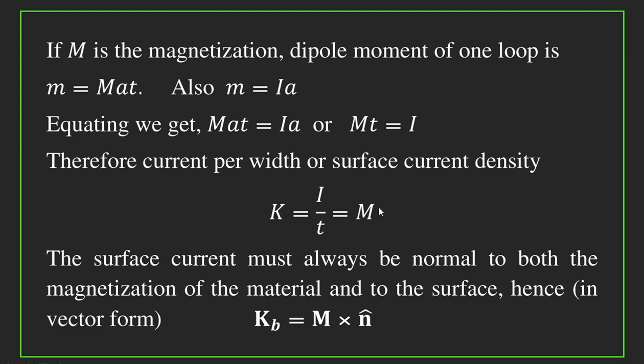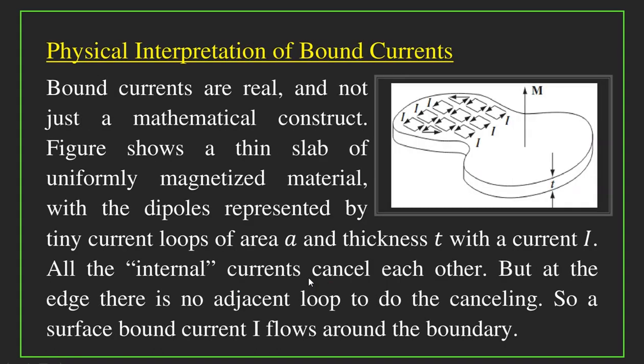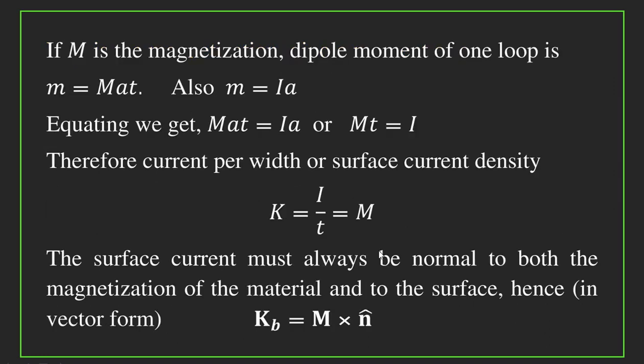Now we can see the surface current is passing in this fashion. It is perpendicular to M and it is perpendicular to n, the unit vector on the surface. The unit vector is perpendicular to the surface, and the current is passing on the surface. Also the current is perpendicular to M. So in vector form, K can be written as M cross n cap, where M is the magnetization and n cap is the unit vector perpendicular to the surface. It is called bound because no charge is passing throughout the entire path.